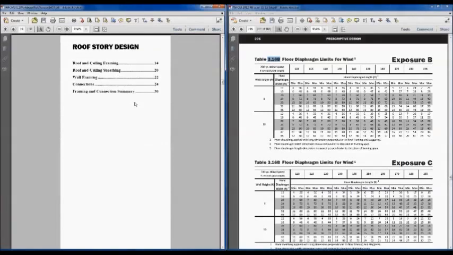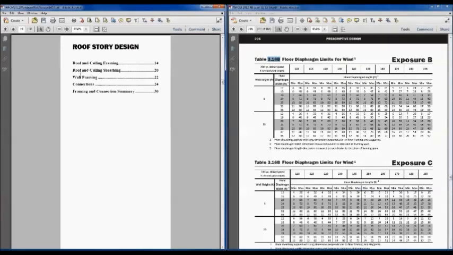So let me just double check here, make sure I haven't blown past any polls that we're supposed to take. I told Michelle and Marcy if I do that to interrupt me, but I think I'm on target here to jump into the roof story design.